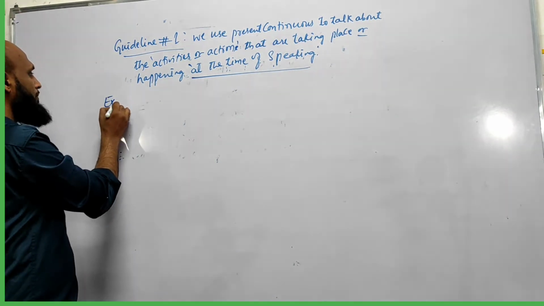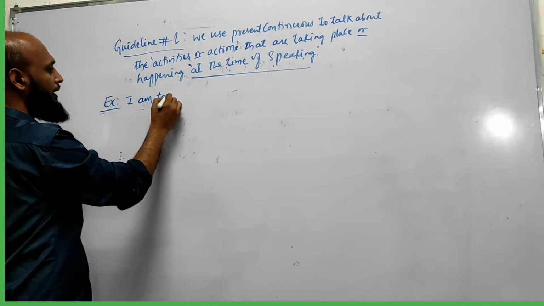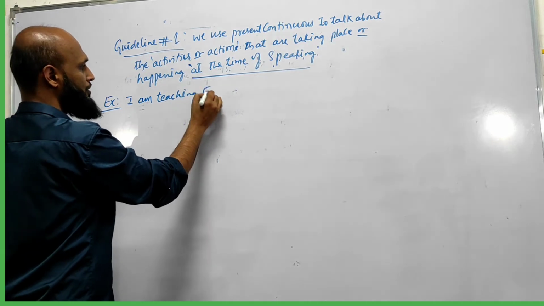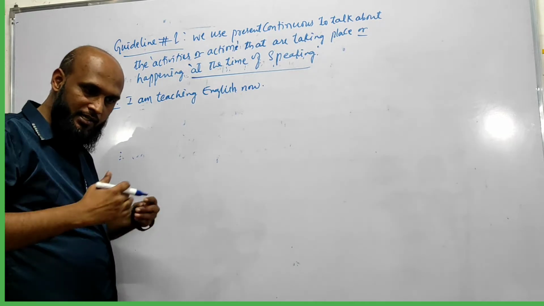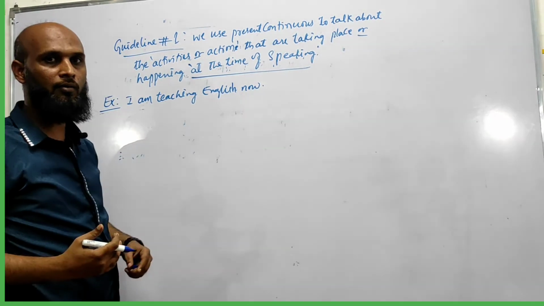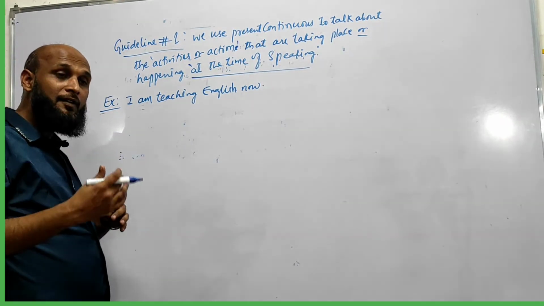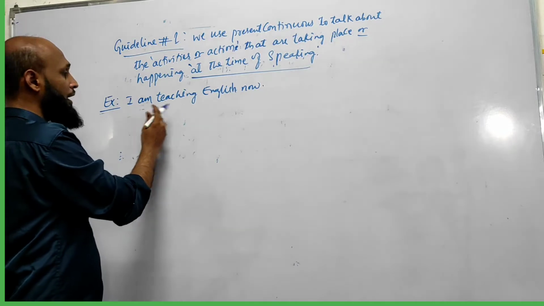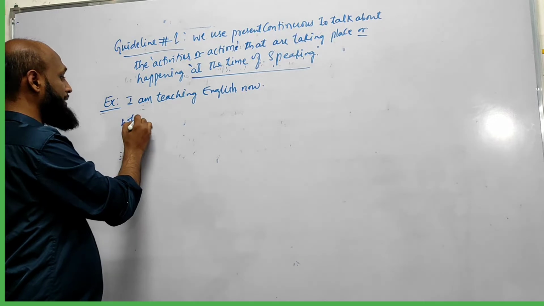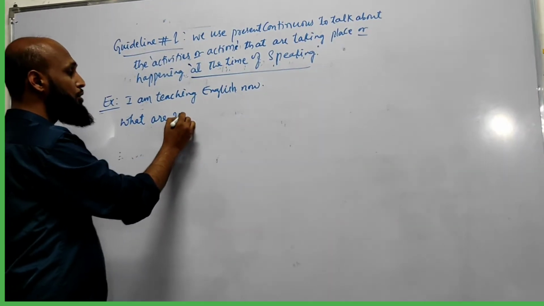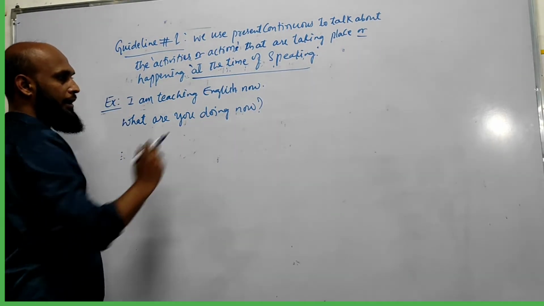Now let us look at some examples. Now I can say that I am teaching English. Now, for something which is taking place at the time of speaking, I am teaching English now. Now, what are you doing? In order to ask a question about what activity or action is taking place, you can use present continuous again. But the format of that is like this. What are you doing now? Right? What are you doing now?